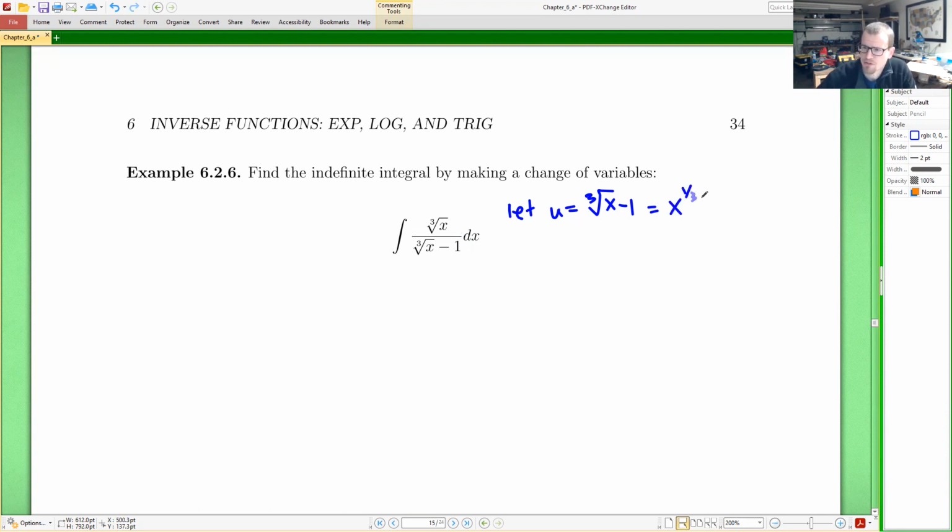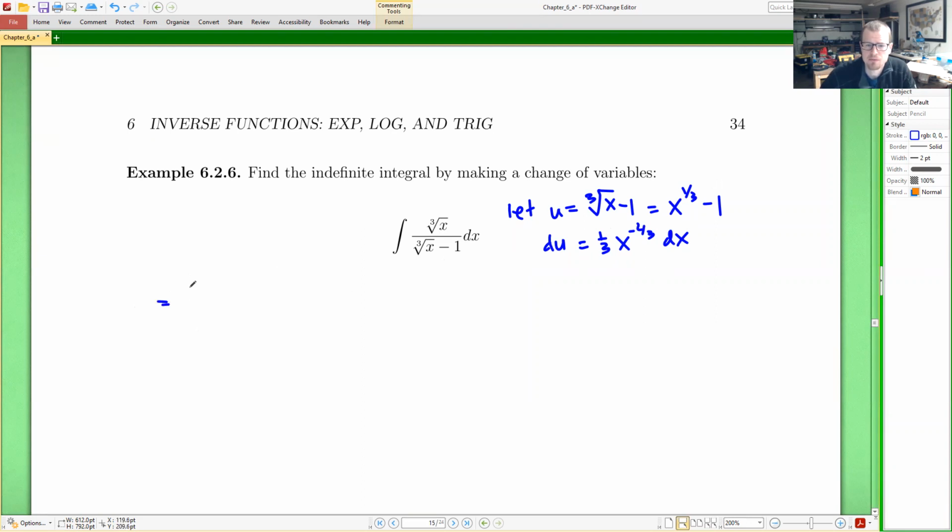So x to the 1/3 minus 1, just observing the power here. So that way it's a little bit easier to follow where du comes from. Bring the power down in front, 1/3. Let's see here, x to the negative 2/3 dx. So I definitely don't have 1/3 x to the negative 2/3 dx here. But what I can do is I can create it. So let's see here, moving this over a little bit.